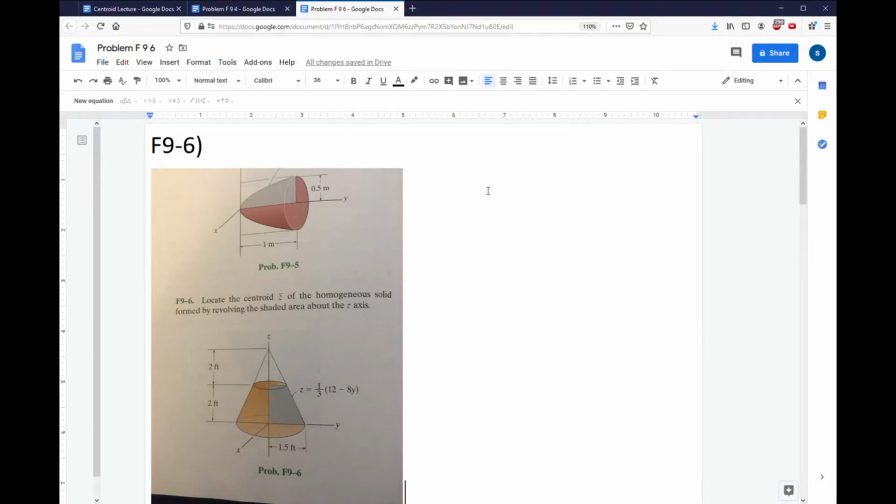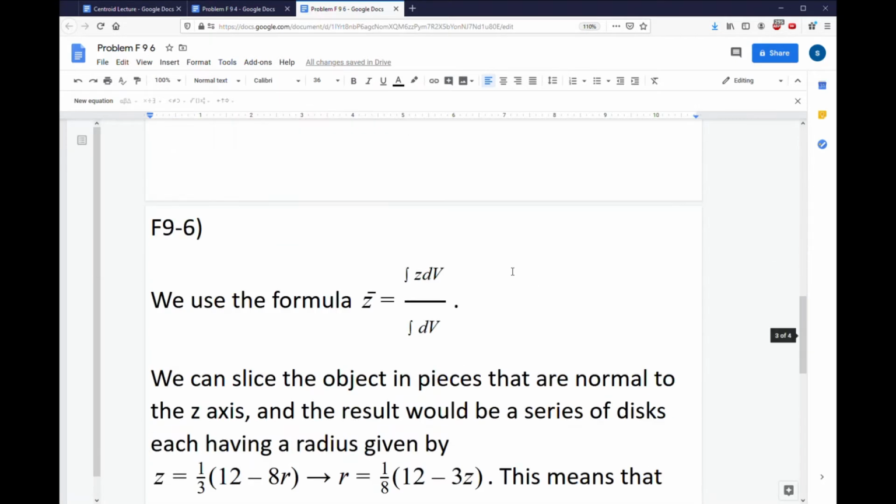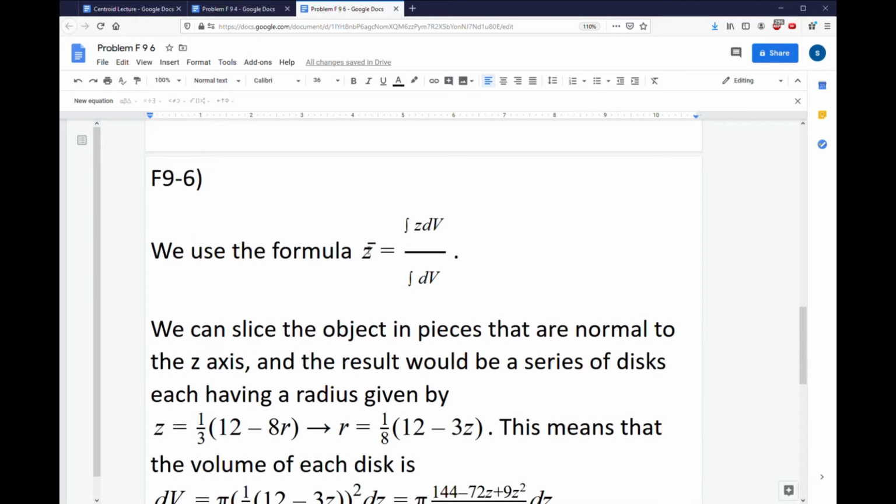Problem F9-6. Locate the centroid z-bar of the homogeneous solid formed by revolving the shaded area about the z-axis. So since we are looking for the centroid, that is the center of volume, we can use the formula z-bar is equal to the integral of z dv divided by the integral of dv.